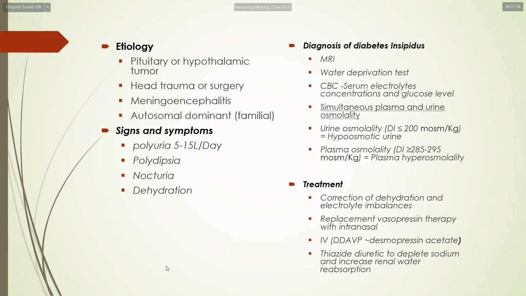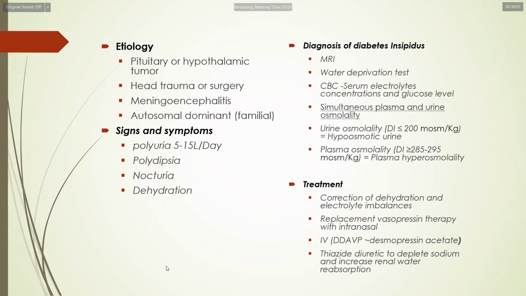polyuria وبوليديبسيا ونكتوريا وديهايدريشن. الdiagnosis of DI ممكن نطلب لهم MRI، ممكن نعمل لهم water deprivation test، ممكن نطلب لهم CBC عشان نستثني الأسباب الثانية، يعني ممكن نستثني الDM من خلال CBC serum electrolytes concentrations and glucose level.